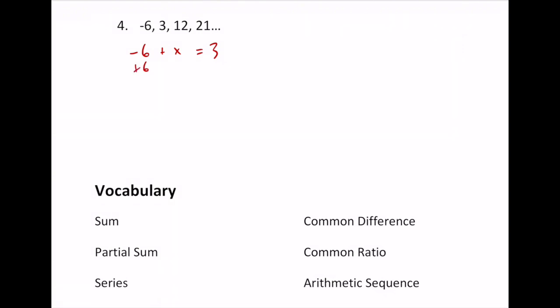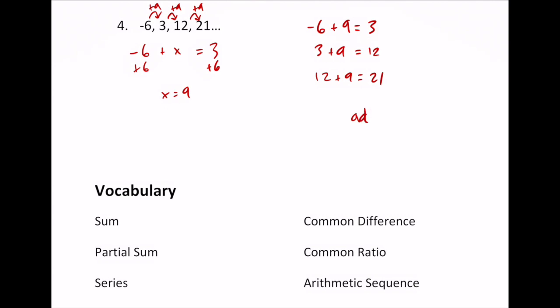So I can just use algebra to solve for x. I get x equals 9. So negative 6 plus 9, yeah, that gets us 3. 3 plus 9, that gets us 12. 12 plus 9, that's 21. So we figured out the pattern here. Every time we're going to add 9 to get to the next number, so add 9.